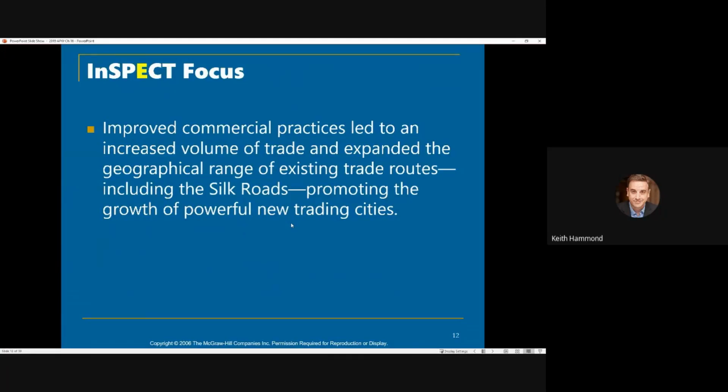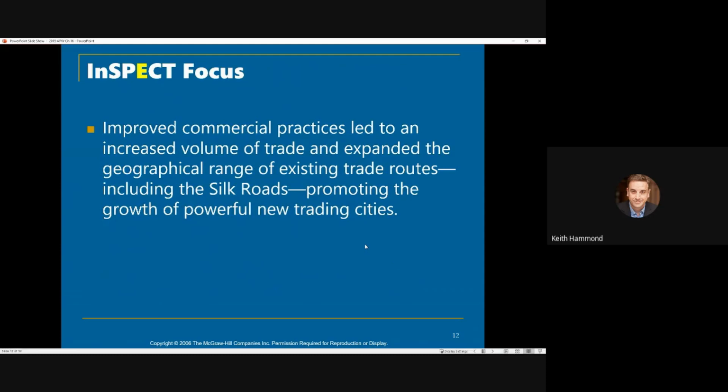All right, here we are, Chapter 16, India and the Indian Ocean Trade Basin, and we are looking at the production and trade in the Indian Ocean Basin, which is heading 2. As far as the College Board is concerned, what they will be concentrating on in May is that the improved commercial practices are going to lead to an increased volume of trade and expanding the geographic range of existing trade routes, including the Silk Roads, which is going to promote the growth of powerful new trade cities.